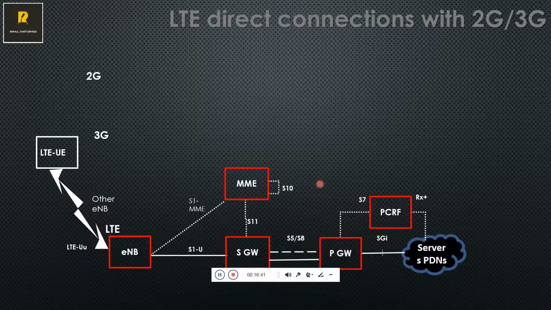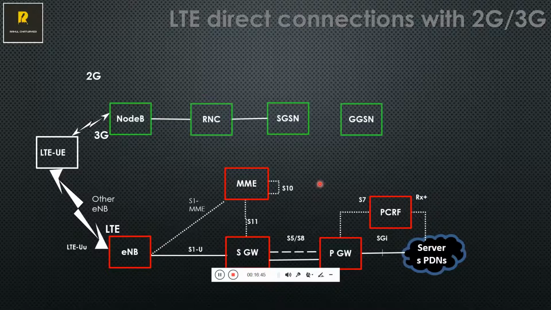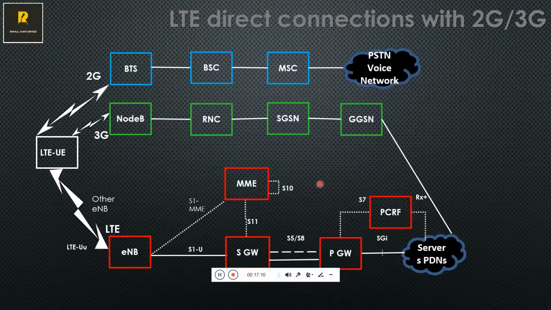Now starting with LTE, going to 3G, it's NodeB, RNC, SGSN, GGSN, and again connected to the P gateway. So it has the CS and PS domains different, but in LTE we have a totally PS domain. Coming to 2G now, in 2G we have BTS, BSC, MSC, and the PSTN voice network.